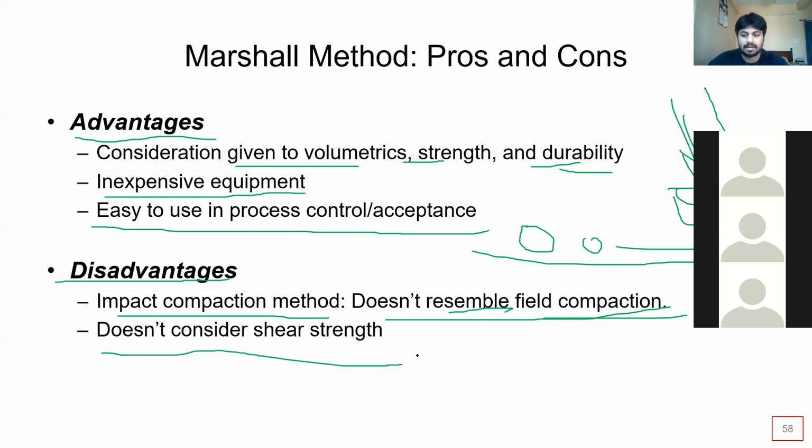Doesn't consider shear strength. Shear strength you know, and we have not applied a force such that your sample fails in shear action, simply. But it can happen on the road: if a wheel goes in and sinks, that is called shear force, right? By the shear action this surface has failed. Okay, so that is also not considered here. So these are the pros and cons.